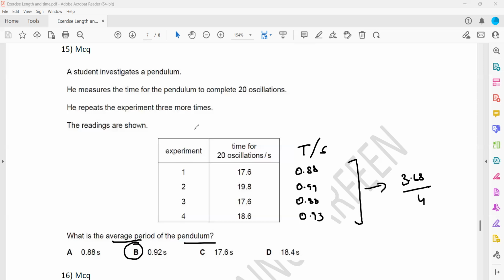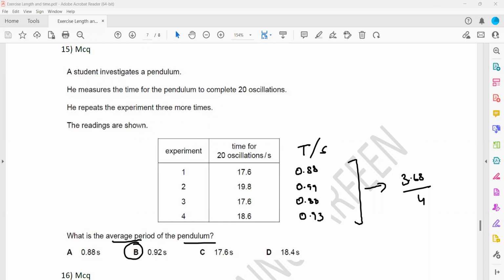Is it clear how we work out the average period of the pendulum from the table? First we got the time period, because this is the time for 20 oscillations. First we get the time period, or you can also say the period of oscillation. Then there are 4 values of the period of oscillation. To take an average, we add them and divide by the total number. Any question or doubt in this? No, sir. Okay.